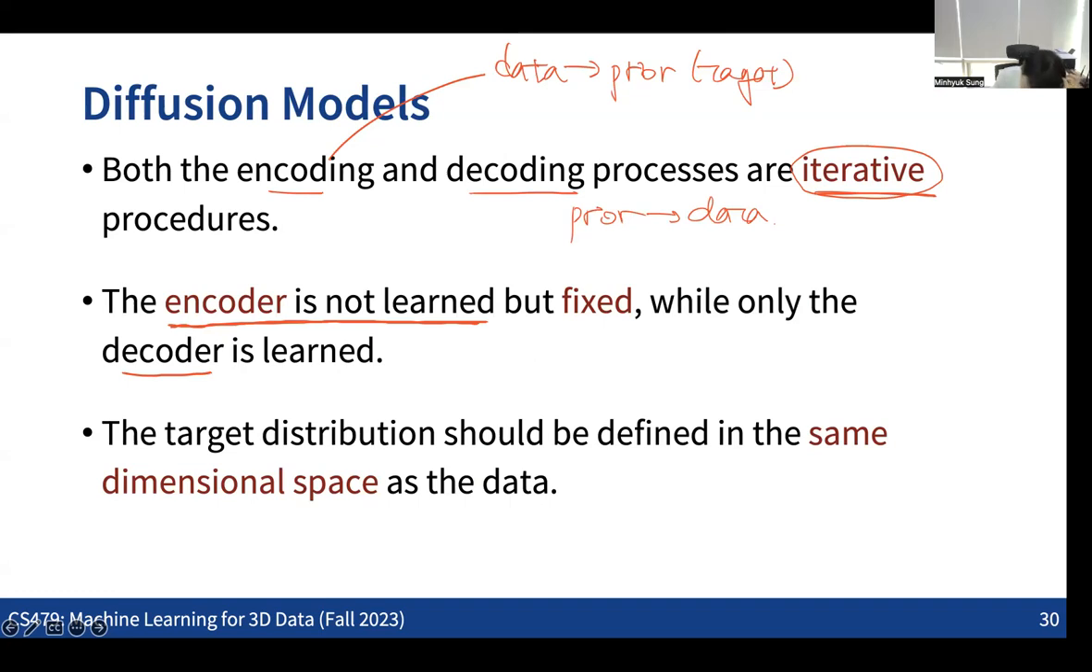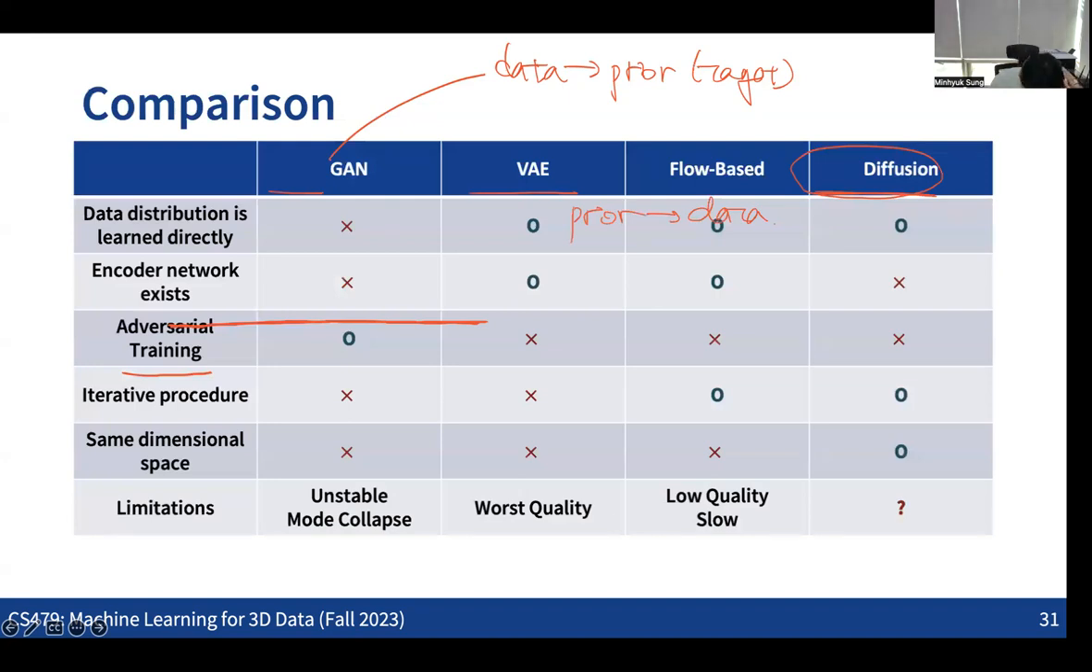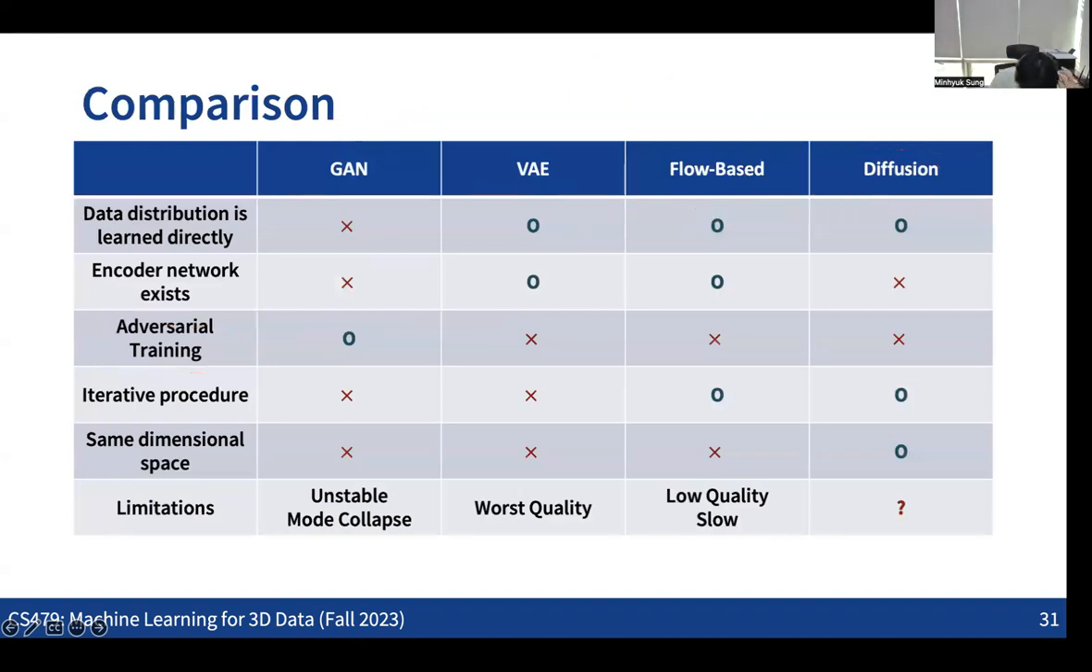And also for the diffusion models, both the prior distribution and also the data distribution should be in the same dimensional space. So those are some characteristics of the diffusion models. If we compare all these different generative models, you can see that it is not the case that we're directly getting the data distribution. But from the VAE, flow model and diffusion models, we are basically more explicitly modeling the data distribution.